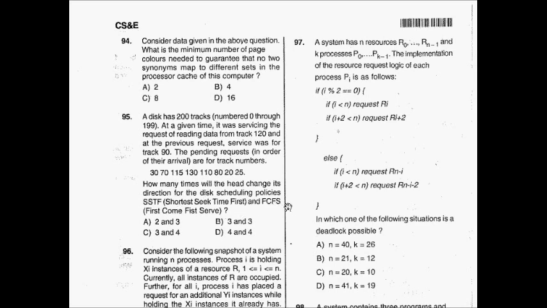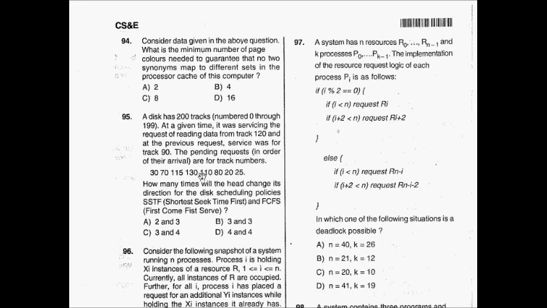Similarly we have to go for FCFS. In FCFS we have seen from 90 to 120. Now 120 we have already gone, and we have to go on a first come first serve basis. So we have to come from 120 to 30, and then we go in this fashion: 30 to 70 increasing, 70 to 115 increasing, 115 to 130 increasing, again decreasing, 110, 110.